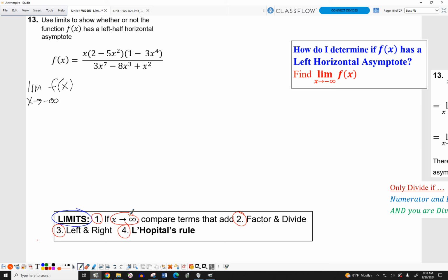Okay, so here we go. So this limit is x approaching negative infinity. So we are going to need to compare terms that are adding. Technically the word term means things that add. So the card could just say compare terms. But emphasizing the addition seems to help students, so I leave those words that add.